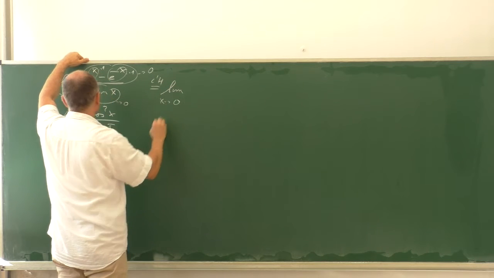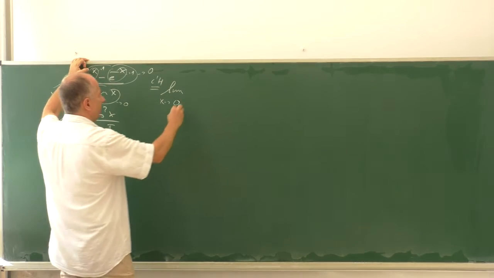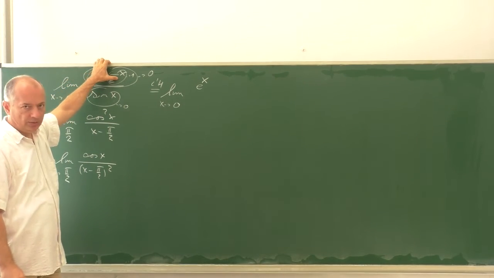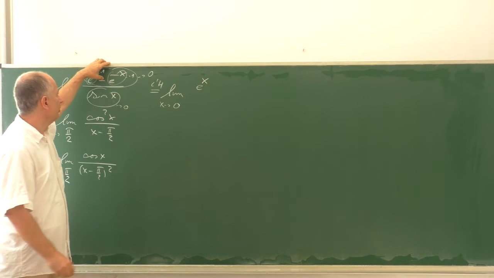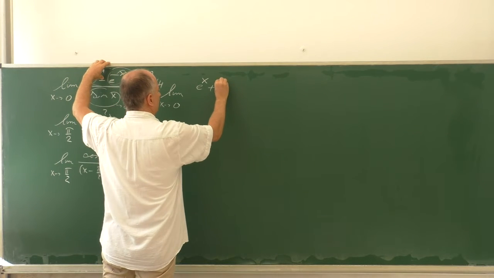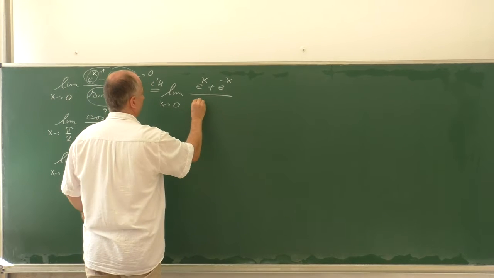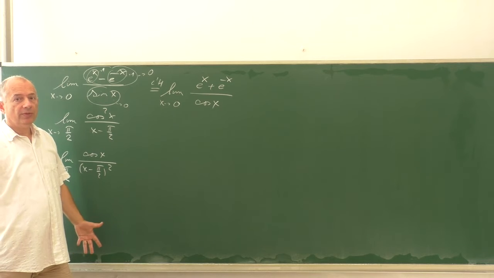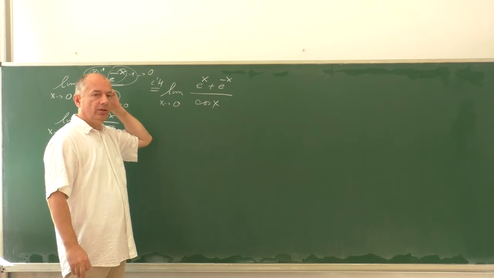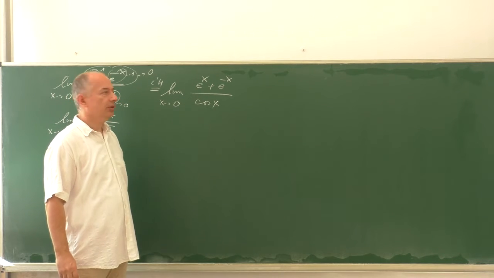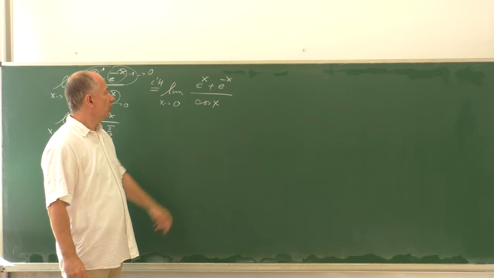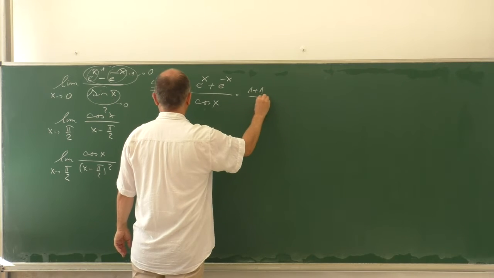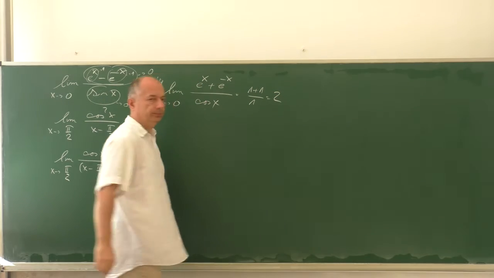So we have the limit for x going to 0. The derivative of e to x is e to x. The derivative of e to minus x is minus e to minus x. Minus minus gives plus. So we have plus e to minus x. And the derivative of sine is cosine. But this function is fortunately continuous at 0, so the limit exists and is equal to the function value. 1 plus 1 is 2 divided by 1 is 2.